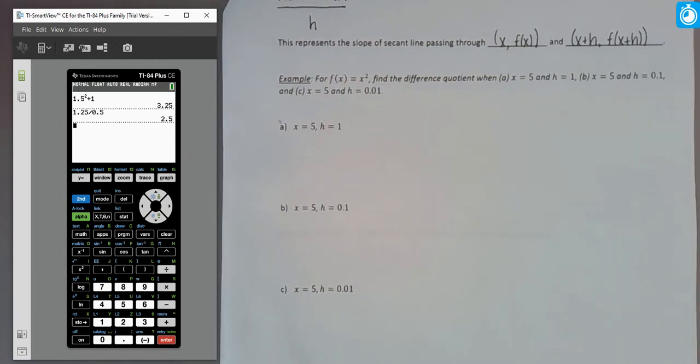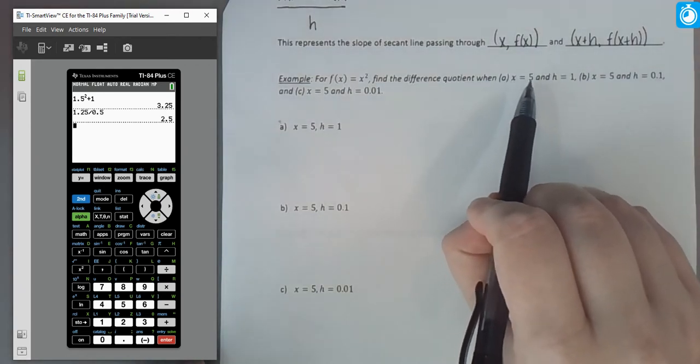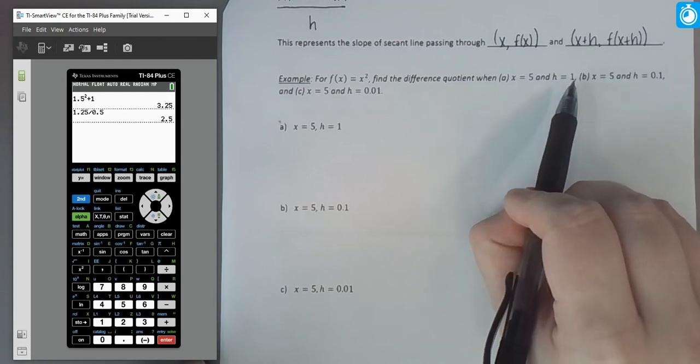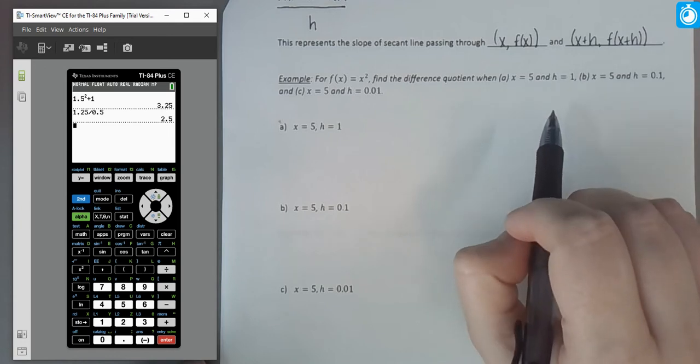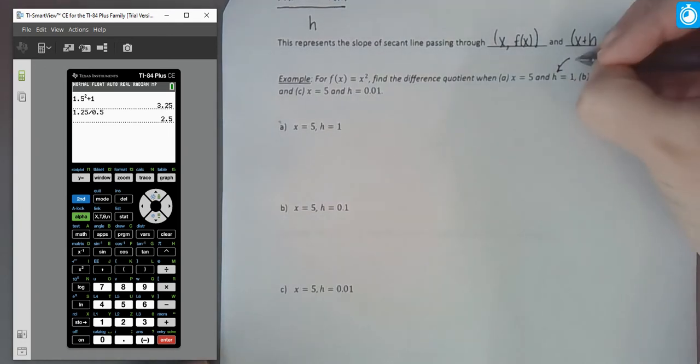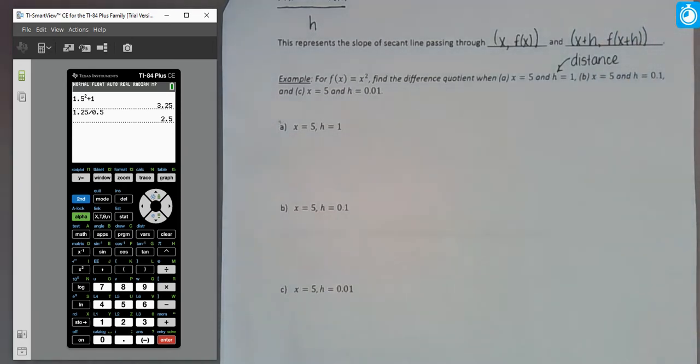So for the function f of x is equal to x squared, we want to find the value of the difference quotient, the value of this average rate of change, using this new formula, under three conditions. So specifically, first, when x is 5, in other words, that's our starting x value, and then h is 1, which means we're starting at 5 and then traveling 1 unit away from 5. Think of h as a distance. I'm going to make a note of that. Think of that kind of like a distance traveled in order to get from our starting x value to then our next x value. So x is 5 and h is 1, and then x is 5 and h is 0.1.